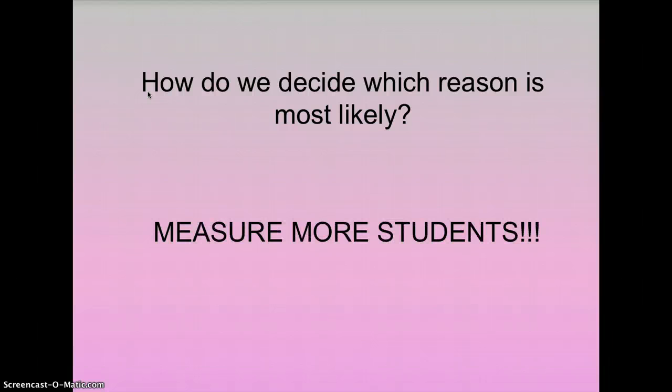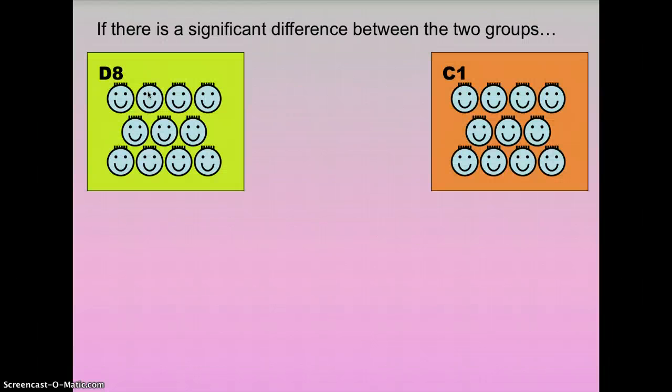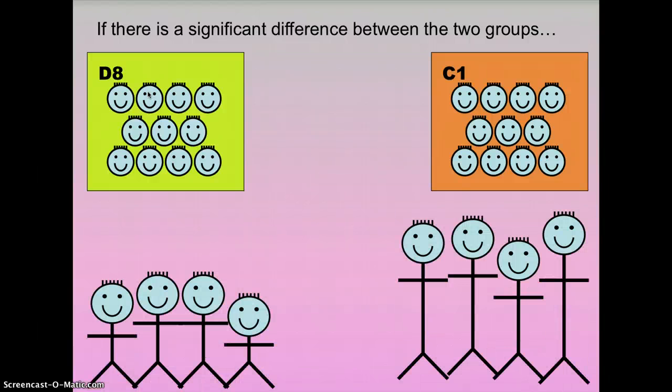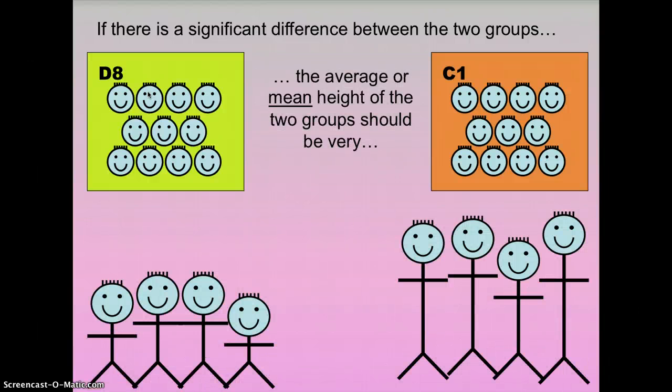We have to measure more students. So if we're going to try and determine if there's a significant difference between the groups, we need to measure and determine the mean or average height of the two groups. So if there is a significant difference between the two groups, for instance, if they're different aged students, then all of the students should average to a different height in each of the classes.